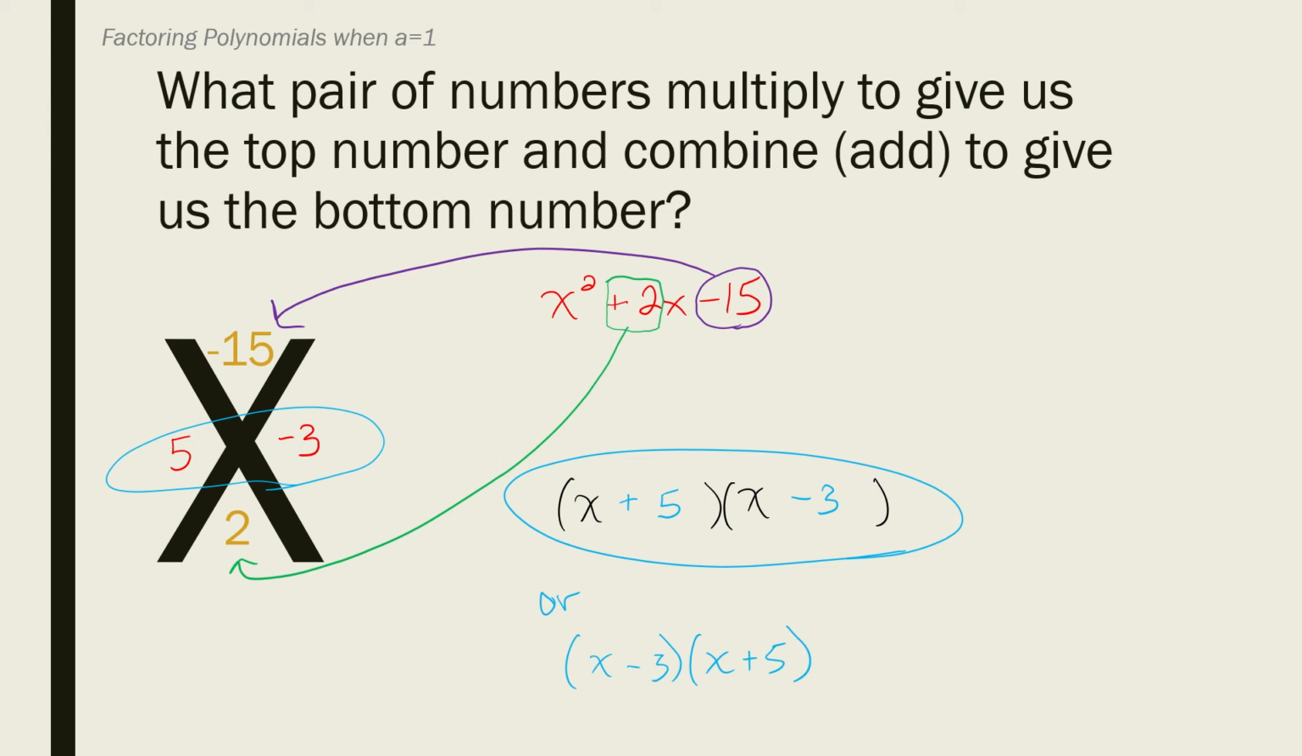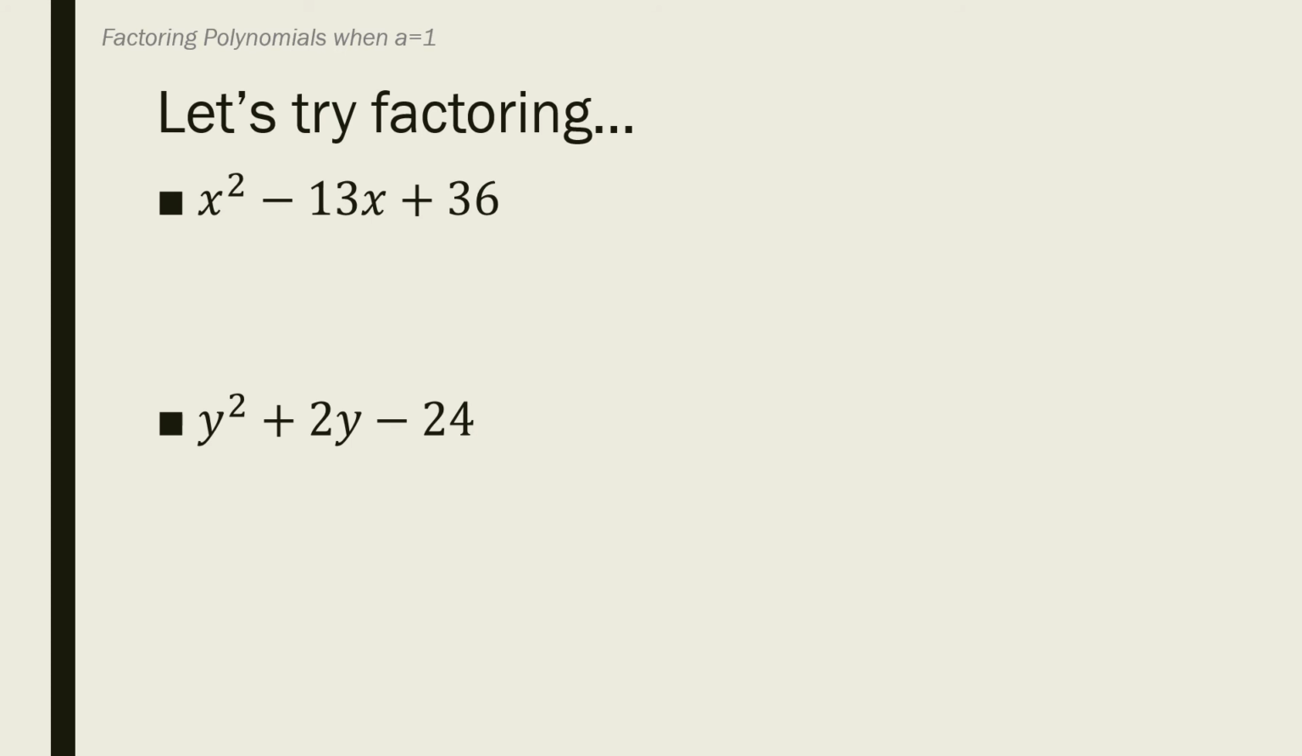So you could have x plus 5 times x minus 3, or x minus 3 times the quantity x plus 5. So let's try some more. So we have x squared minus 13x plus 36. Let's set up our x. I take the third term, the constant back here, and that is what I'm putting on the top of my x, 36, positive 36.